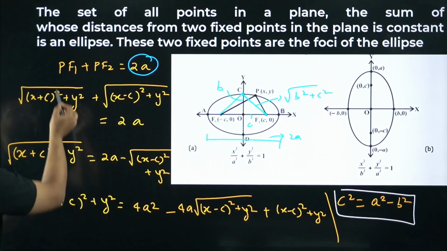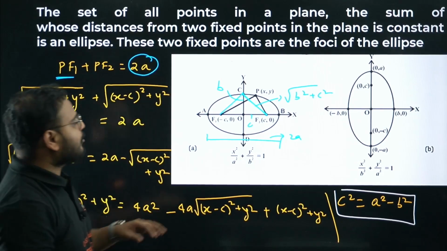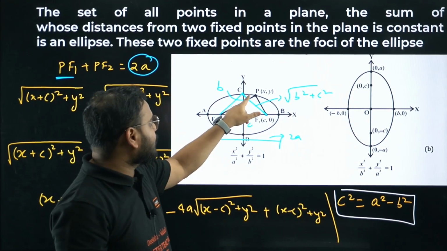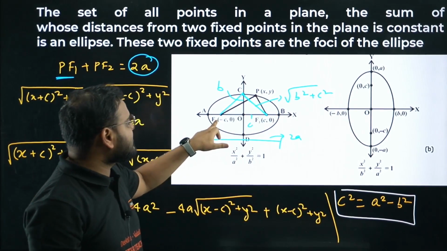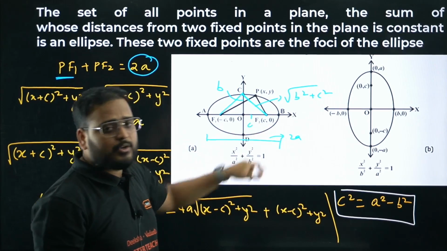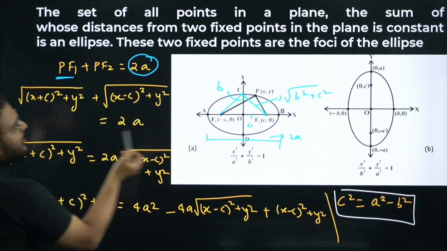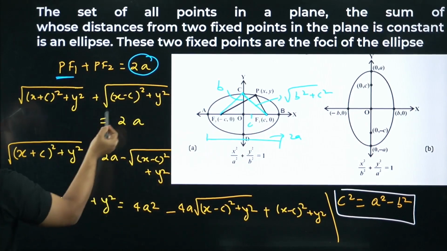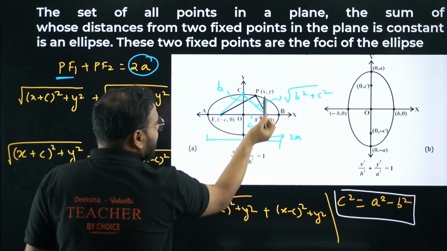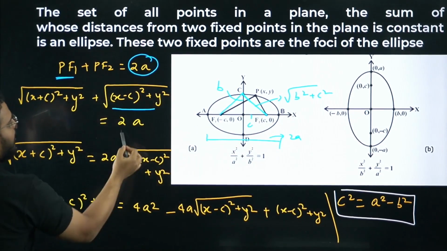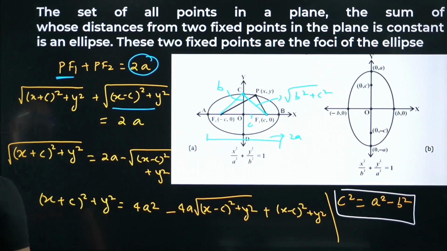Once that is there, how do we find PF1? You can find PF1 using the distance formula. This point you know, P is x comma y. This point F1 is minus c comma 0, and F2 is c comma 0. So x minus of minus c will become x plus c, so root of x plus c the whole square, plus y minus 0, which will become y square. Same way here, x minus c the whole square and y square, equals to 2a, the distance.